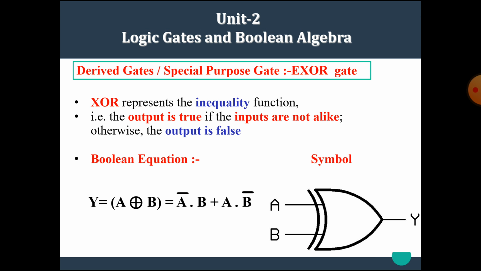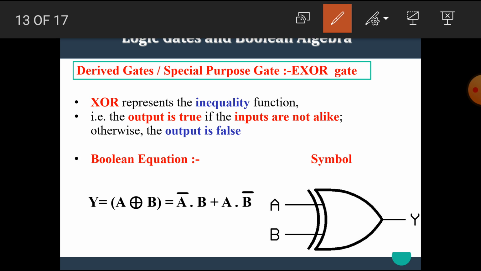Okay, the next gates are derived gates or special purpose gates. The first gate is the XOR gate. XOR represents the inequality function, that is, the output is true if the inputs are not alike, otherwise the output is false. Its Boolean equation is A XOR B, or A bar B plus A B bar. Okay, this is the symbol of the XOR gate.